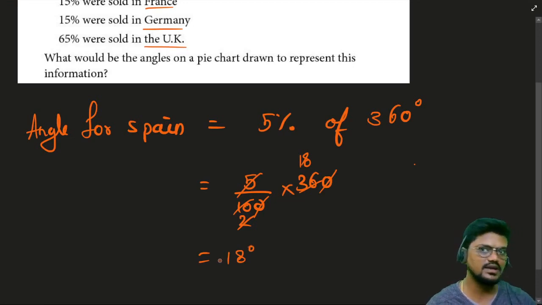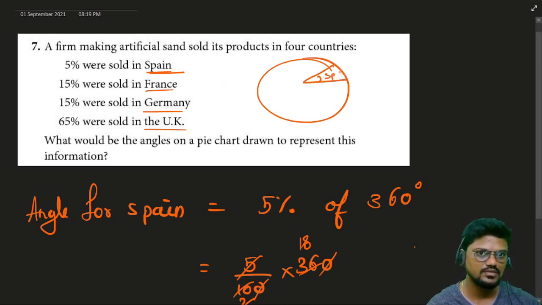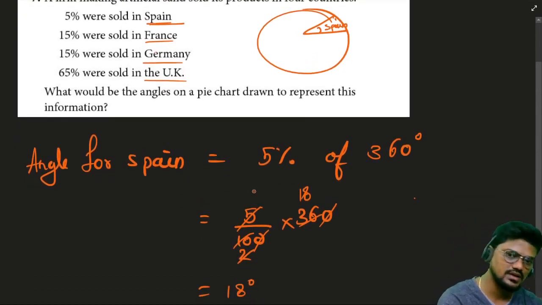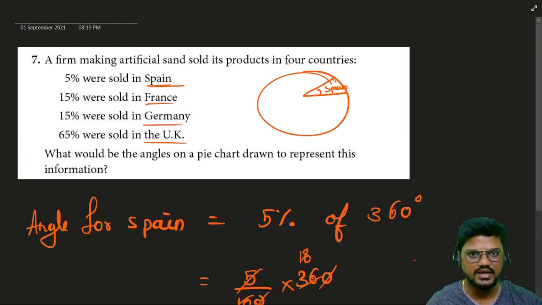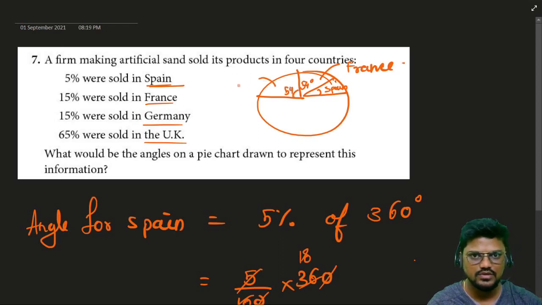So you draw the 18 degree and mention it as Spain. If you draw it, you can draw it like this. This is your 18 degree and this will be your Spain. The next one is 15%, that is 15% of 360. That will be 18 into 3. 18 into 3 is how much? 54. So the next angle will be like this, which will be 54 degree, and this will be for France. Again 15%, again it will be 54. This will be for Germany. The rest is 65%.